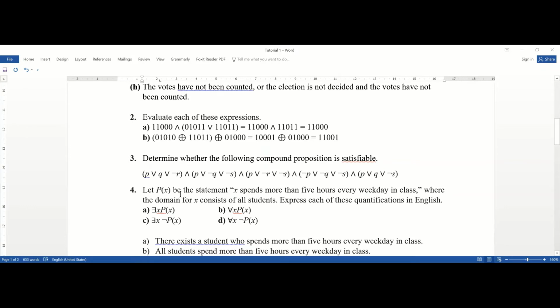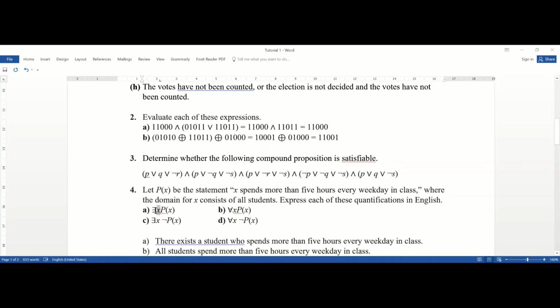Let P(X) be the statement "X spends more than 5 hours every week in class," where the domain of X consists of all students. I speak about all students, let's say all students who are taking discrete mathematics, MT211, the one we are taking now. Express each of the quantifications in English. So we look at these quantifications, we need to express them in English. How do I express them in English?